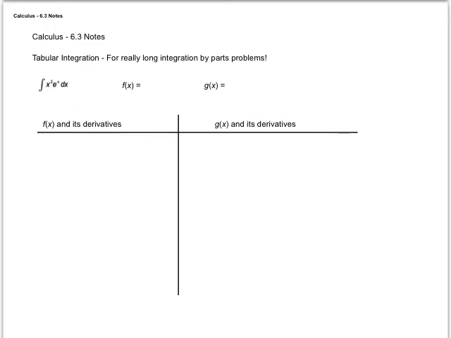So on this particular problem, I'm going to let f of x equal x squared, and I'm going to let g of x equal e to the x. Again, x squared goes all the way down to 0 eventually, and e to the x integrates to e to the x every single time. So I'm just going to start here with x squared, and start here with e to the x. And then I'm going to take derivative of x squared until I get to 0. And then I'm going to integrate e to the x to get a column that matches.